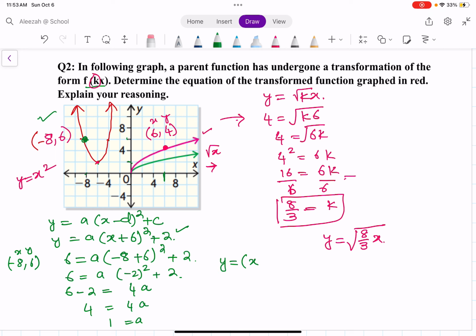x plus 6 squared plus 2. Okay, so that is how you can find the equation of a transformed function.